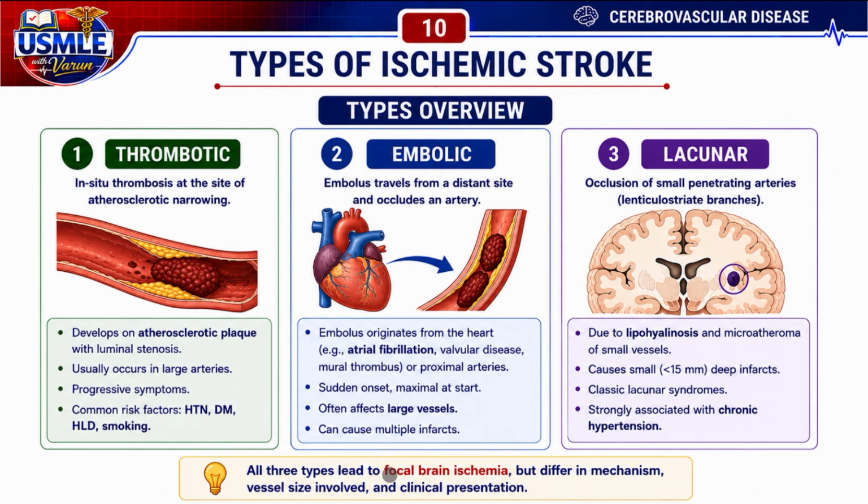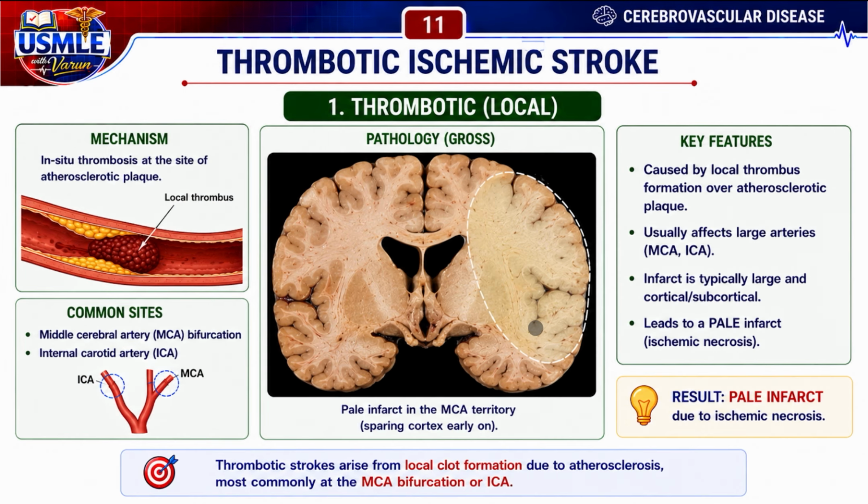All these three types usually lead to focal brain ischemia, but they differ in the mechanism. Thrombotic is characterized by thrombosis, embolic is characterized by an embolus that dislodges and travels to another site, and lacunar is characterized by occlusion of the small lenticulostriate branches of arteries.